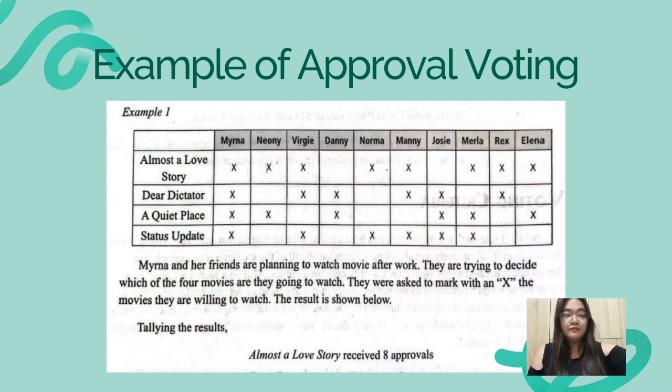So, as you can see, as the result, Almost a Love Story received 8 approvals. Dear Dictator received 6 approvals. A Quiet Place received 6 approvals. And Status Update received 6 approvals. So, sa vote na nangyari, and sa table as makikita natin, ang nanalo is si Almost a Love Story. So, siya yung papanoorin, or mas majority nun, ang papanoorin nila is yung Almost a Love Story.